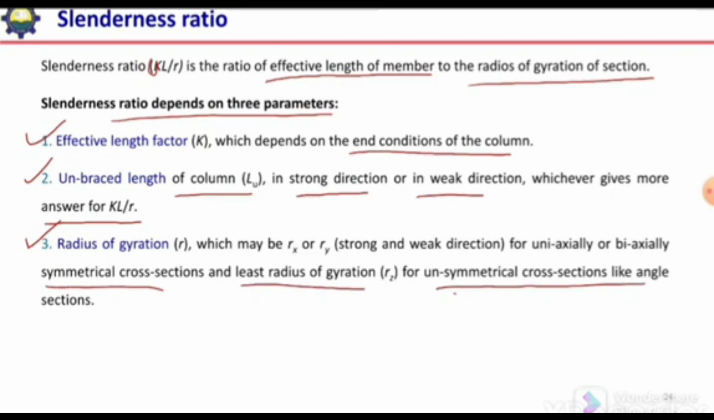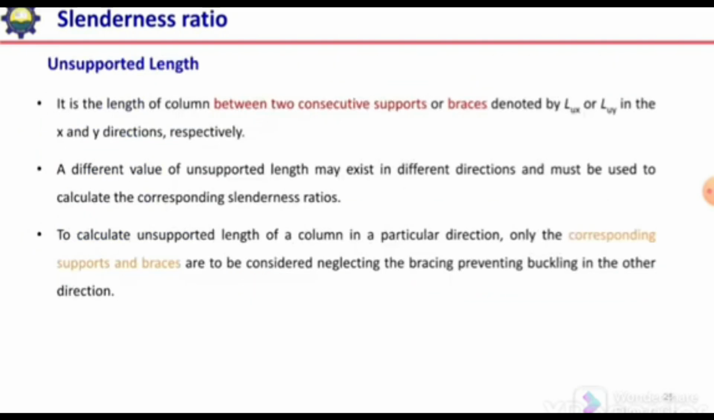So we need to consider these factors K, Lu and R, the corresponding values for the direction we are going to consider. And if we want to get the maximum slenderness ratio, then we need to consider the minimum radius of gyration and maximum effective length or unbraced length to get the maximum value of slenderness ratio. One by one we will discuss all these parameters, what they are and how we can calculate them.